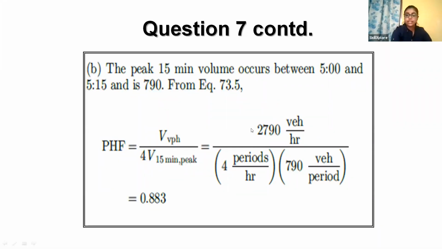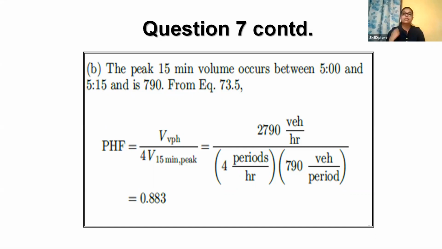So 790 is multiplied by this 4 value, which we got like 60 divided by 15. If it is asked for 20-minute traffic, then we have to use 60 divided by 20. Normally they ask for 15 minutes, so you can remember this value 4 by heart. So 2790 divided by 4 into 790, we get the answer as 0.883. So that is how peak hour factor is calculated.